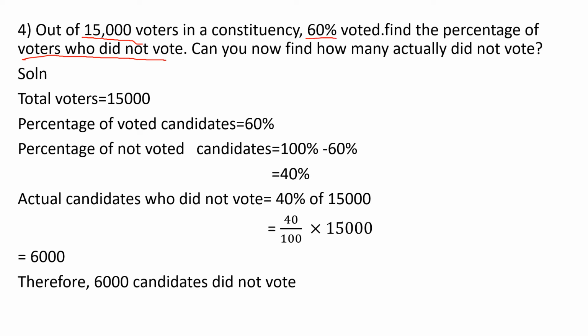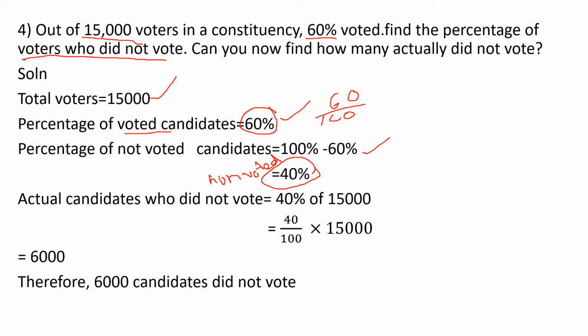Now write down what is given in the question. Write it down on paper. Total voters they have given. Next, percentage of voted candidates they have given, 60%. So out of 100, 60% has voted. So the percentage of non-voted candidates: first you find that. 100 minus 60%, we will get 40% non-voted. Those who didn't go for voting. Lazy people, we'll consider them as lazy people.